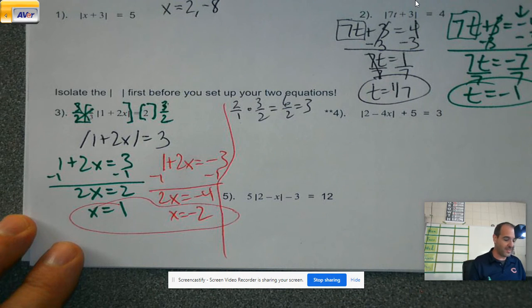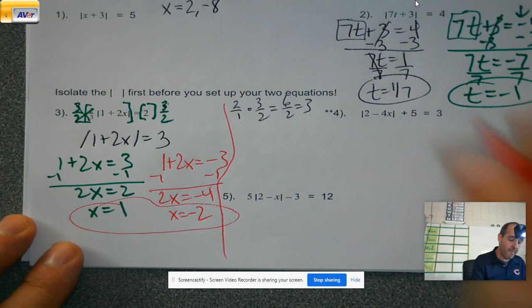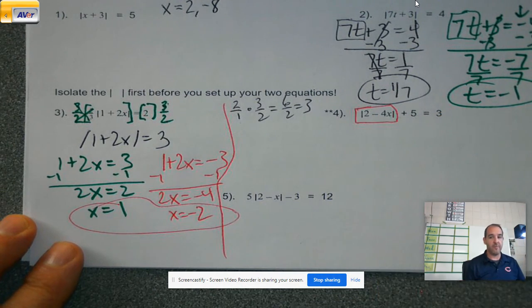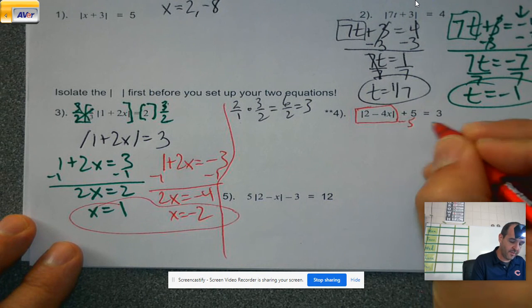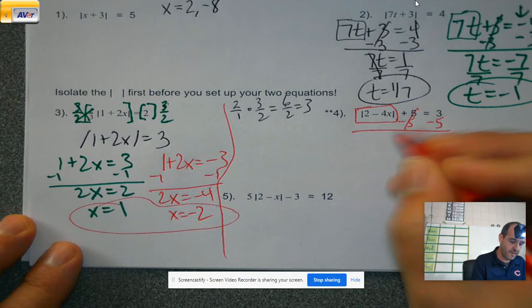We're like, okay, what's my job? What's my goal? My goal is to get the absolute value by itself. How do I do this? Okay, I'm going to -5. I'm going to -5.